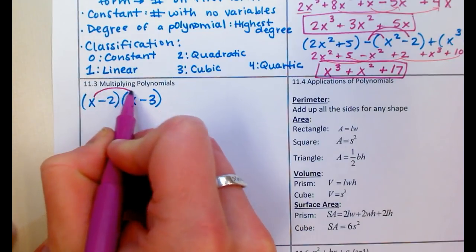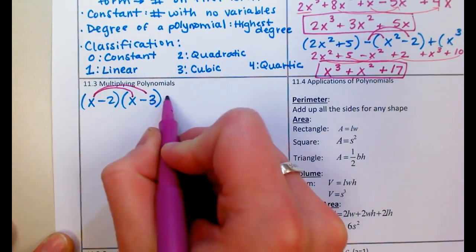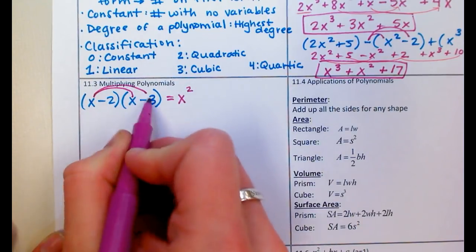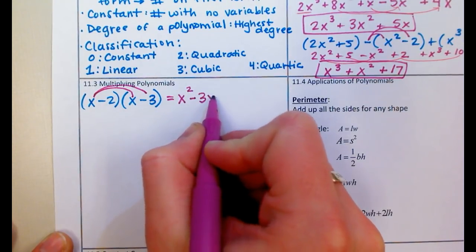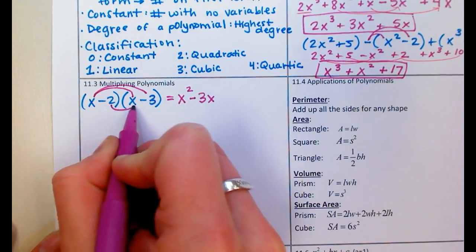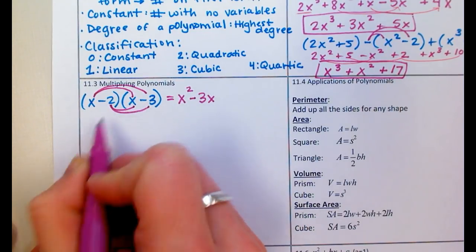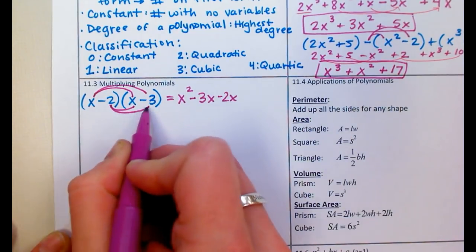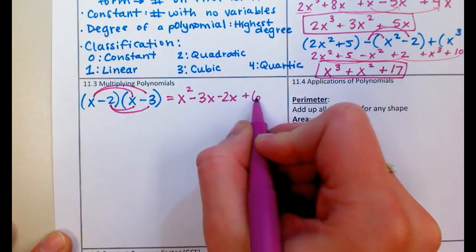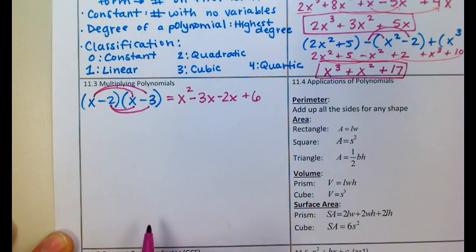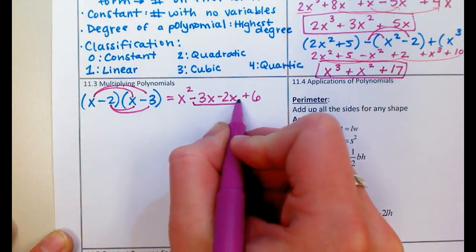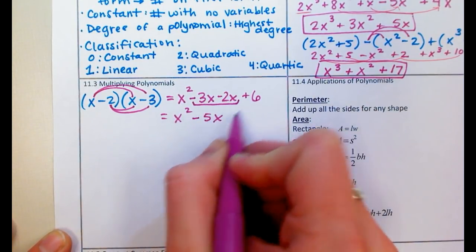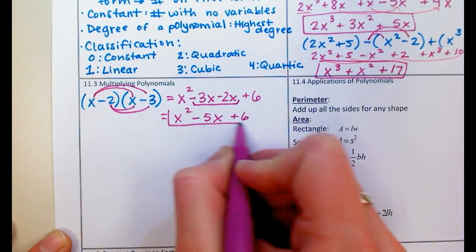So I'm going to multiply my x to both of those terms. X times x is x squared. X times negative 3 is negative 3x. And then I'm going to distribute the negative 2 out to both of those terms. Negative 2 times x is negative 2x. Negative 2 times negative 3 is positive 6. My last step, I would combine my like terms to get x squared minus 5x plus 6.